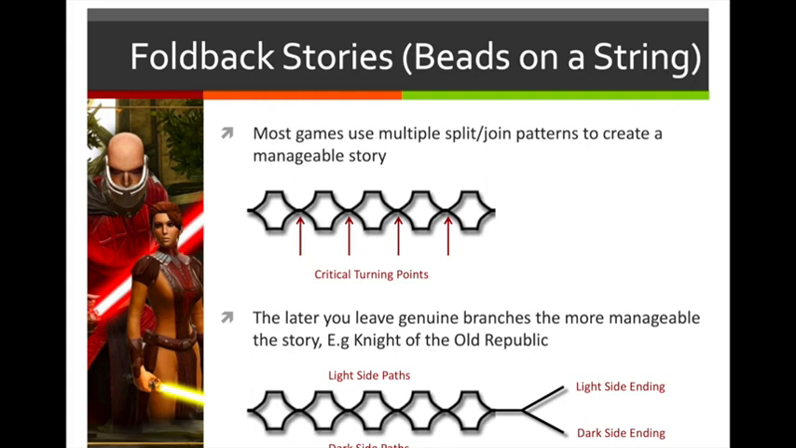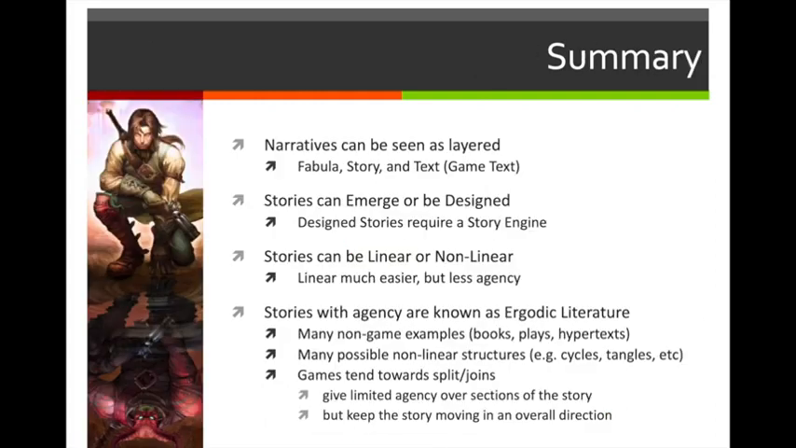So in summary, we can see that narratives are layered. We have fabula, the events and things that happen. We have the story on top of that, and we have the game text on top of that. We've seen that stories can be emergent, or they can be designed, and they can be linear, or they can be non-linear. Linear is easier, but of course has less agency. And we've also seen that digital games are not the first time that we get this kind of non-linearity.